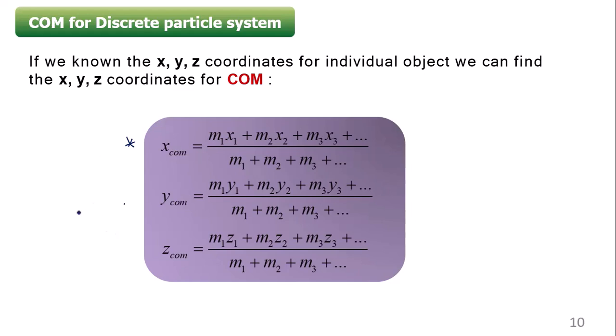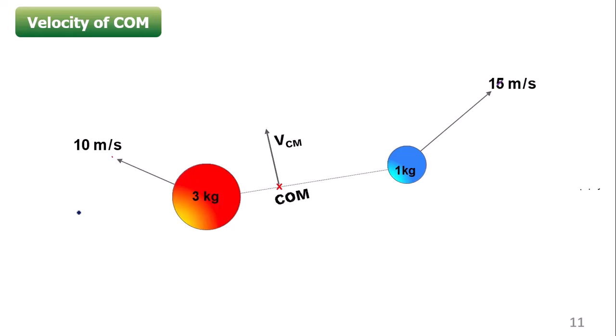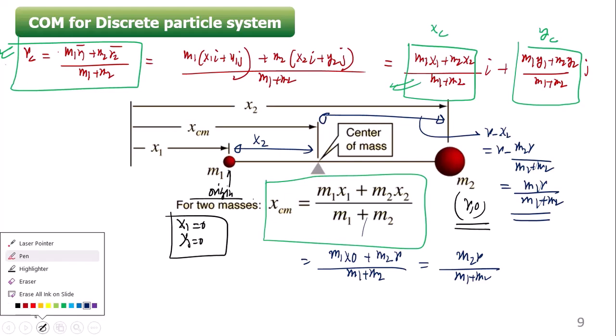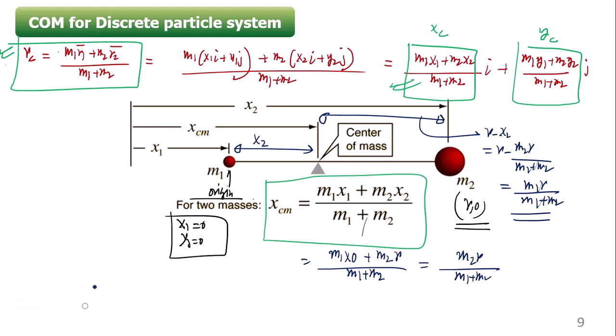Or instead of applying the three different formulas, the X, Y, Z calculation, I can apply the two point mass formula. Whenever there is a two particle system, let us say this is a 2 kg mass and this is a 4 kg mass. The gap between this 2 kg and 4 kg is, let us say, 6 meter.